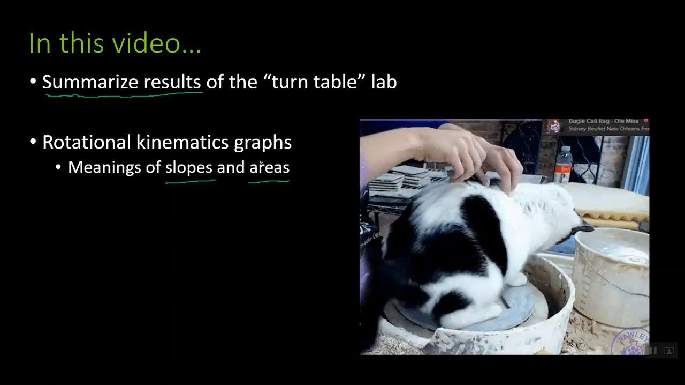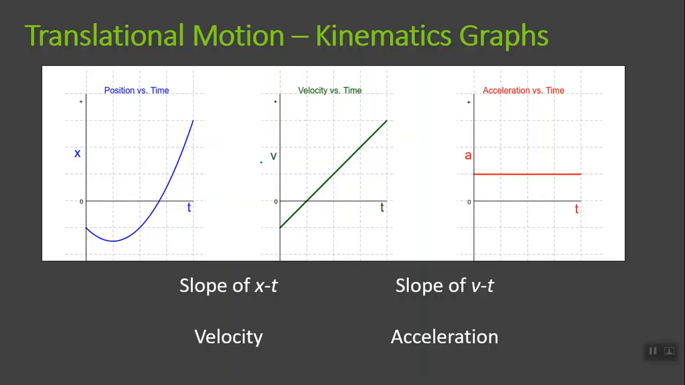So as a review, we have these three standard kinematics graphs for linear translational motion. We have position versus time, velocity time, and acceleration time graphs. And there was a lot of information we could get from each of these graphs besides just what they specifically said. So as a review, a position time graph, if we take the slope of this position time graph, it tells us about the velocity of this object.